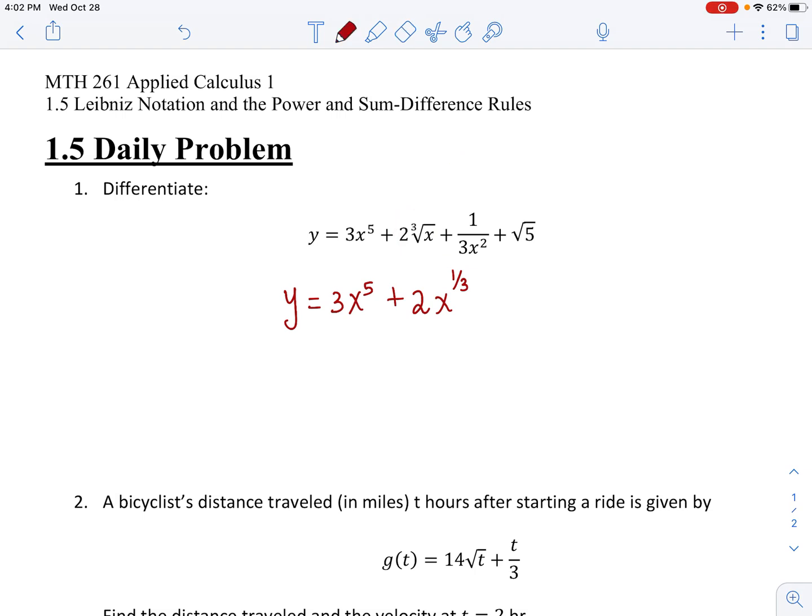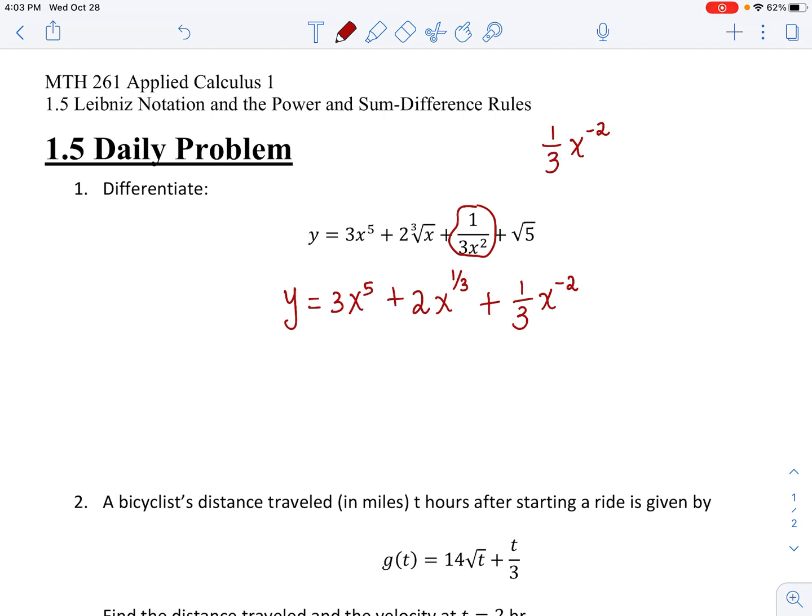The third term is what? Plus, now I am working on this guy, 1 over 3x squared. But there is x squared in the bottom of the fraction, right? So what I can do is rescue that guy out of the denominator and just make that exponent of 2 a negative 2. So this is really 1/3 times x to the negative 2nd power.